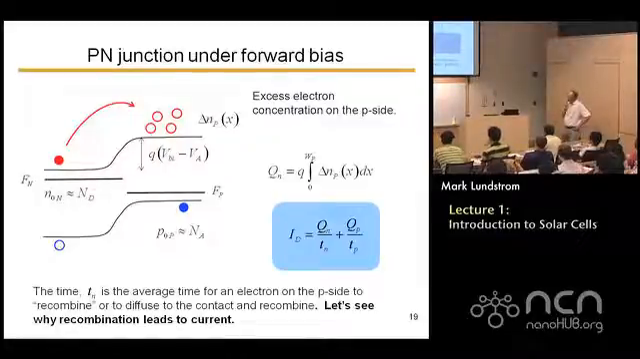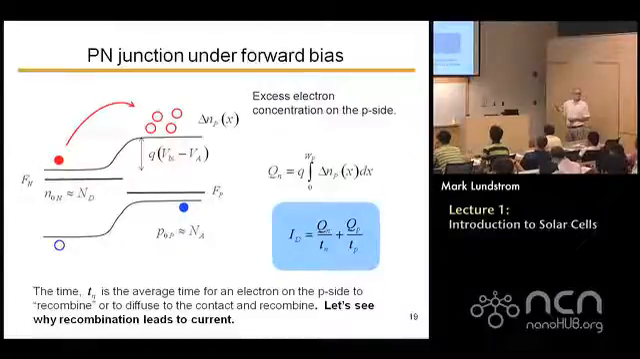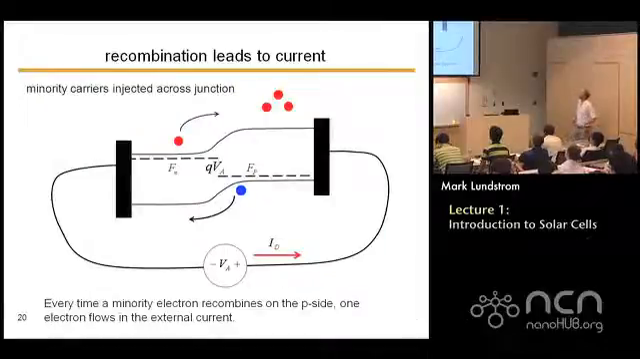Okay, now, as we'll discuss in a minute here, this time is actually the average time it takes for one of these electrons or holes to recombine, and I'll talk about that in a minute, or it's the average time that it takes to diffuse to a contact where it will recombine quickly. So I'm kind of suggesting that every time an electron-hole pair recombines, I get current through my diode. Right. So let's see how that works. So this is an important point that I use to try to understand solar cells. It's recombination leads to current.